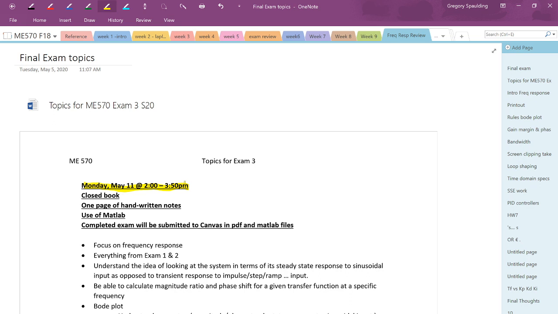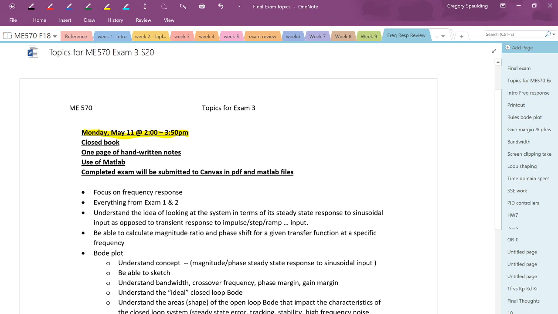It will be a closed book exam, one-page handwritten notes. You will be expected to use MATLAB, and you will be allowed to use MATLAB for this. And the completed exam will be submitted on Canvas as PDF and MATLAB files.